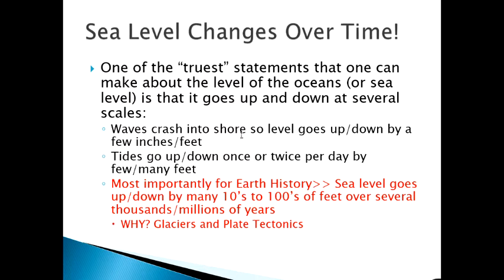Think about it. If you've ever been to the ocean, you see that waves are crashing into the shore. Sea level goes up and down a few inches, a few feet. The tide comes in, the tide goes out, high tide, low tide, and that can be many feet. But for us, what's important is in the red. Sea level goes up many hundreds of feet over several thousands or millions of years, and then it goes back down. There are two major reasons, and we'll talk about these the rest of the course: basically glaciers and what we call plate tectonics. Sea level never stays the same.